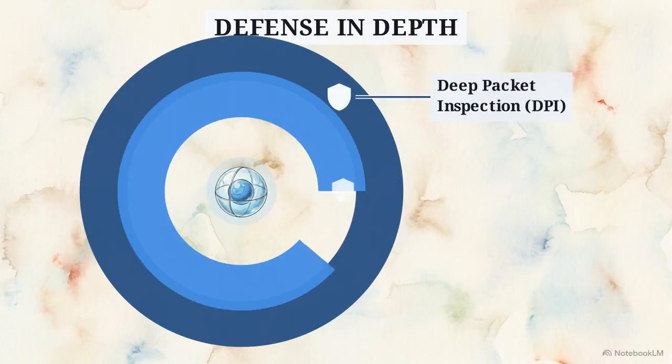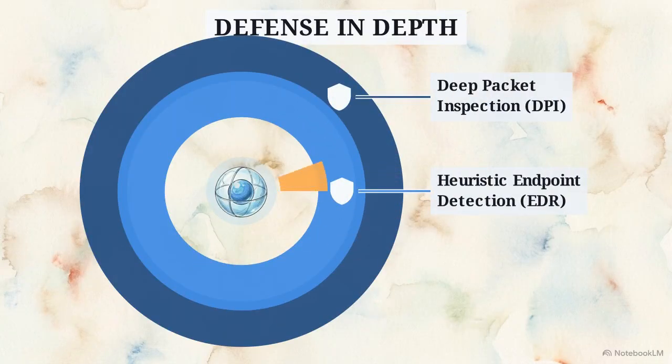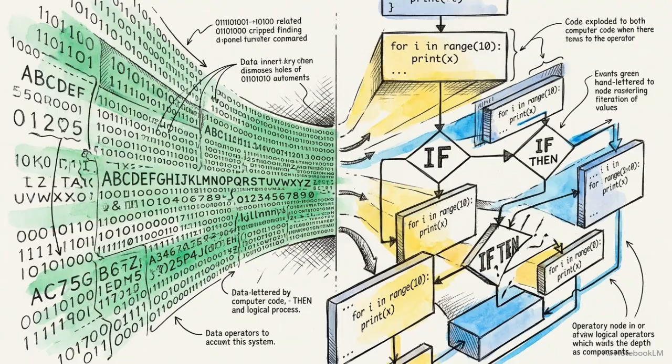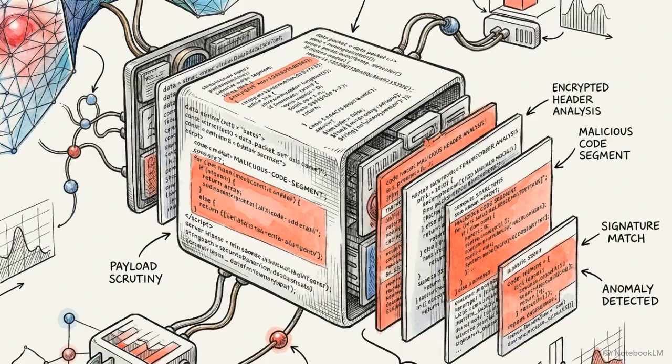This involves layering deep packet inspection, heuristic endpoint detection, and multiple firewalls to catch what the previous layer missed. The core of this strategy is semantic logic. It is a model that must constantly decode and evaluate every piece of data to answer a single question: is this code malicious? This creates a massive computational tax. Inspecting every packet consumes CPU resources meant for enterprise workloads.